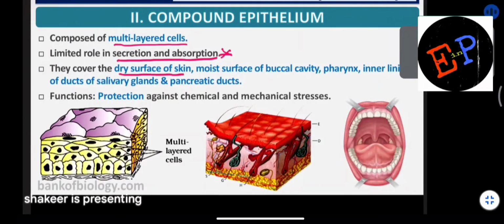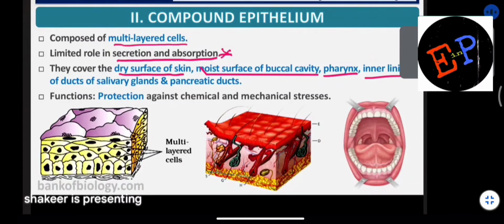The dry surface of skin. The moist surface of the buccal cavity. Buccal cavity means, when you open your mouth, at the top you will find one hard surface. All those hard surfaces you can call the buccal cavity. Is the total buccal cavity a single layer or many layers? Many layers are present, which is why it is called compound epithelium. Skin is also made up of compound epithelium. The pharynx is also compound.